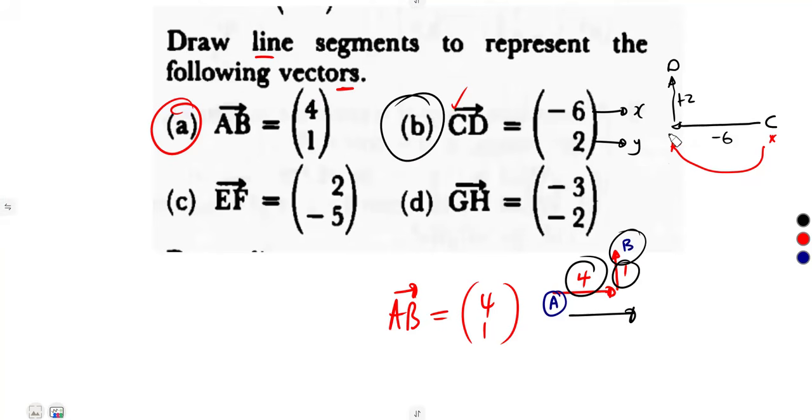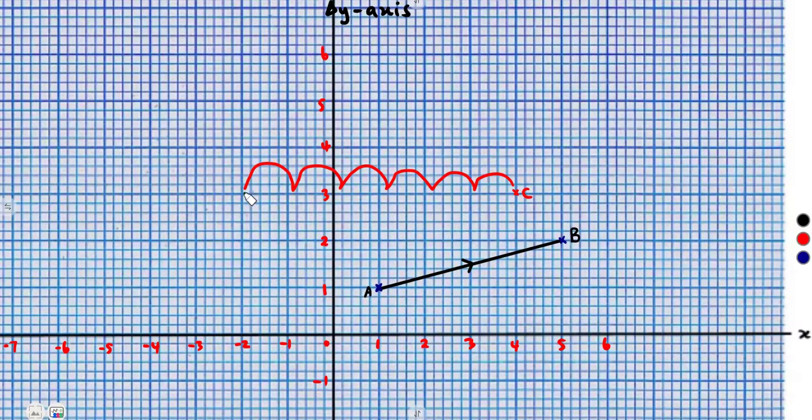Then how many units going up? 2 units going up to the point D now. So from this point, we are going what? 2 units up. 1, 2. So where we meet here, we're going to end. That's where our point D is. So meaning to say, guys, we have created a vector by doing this.